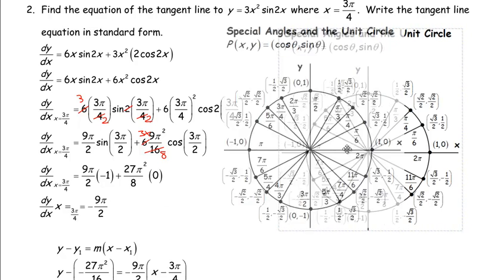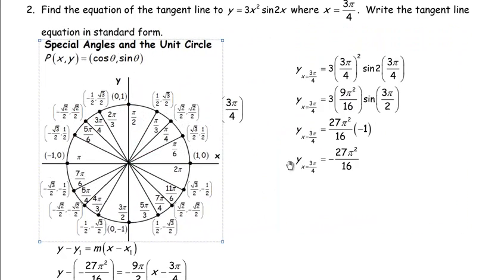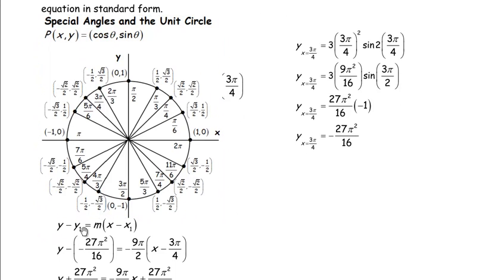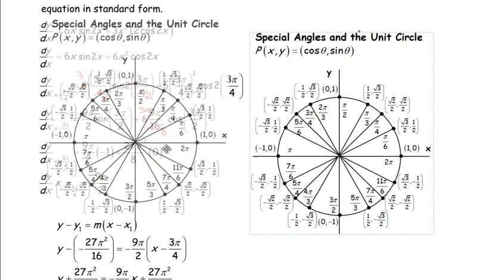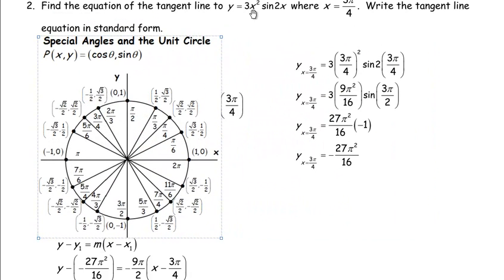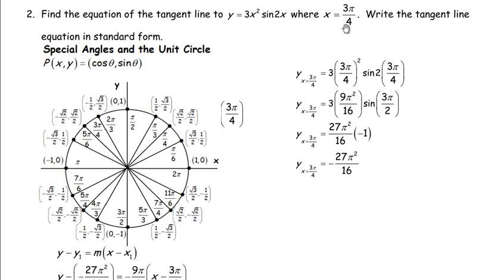Now, maybe we'll move this over here. We need to find the equation, so I'm just going to use y minus y1 equals m times x minus x1. So I have the slope, that's my slope right there. I have the x coordinate, that's the 3 pi over 4 that we were substituting here, but I need to find what the y coordinate is there. So back to the original function, y equals 3x squared sine 2x. And I'm going to substitute 3 pi over 4 in place of x. So it's going to go here, squared, and here as well.